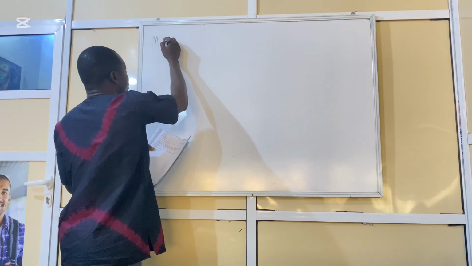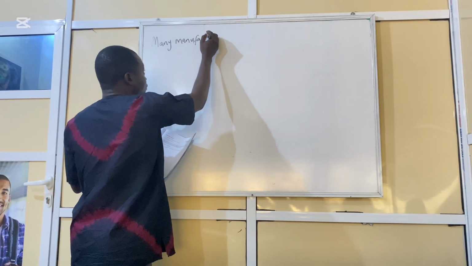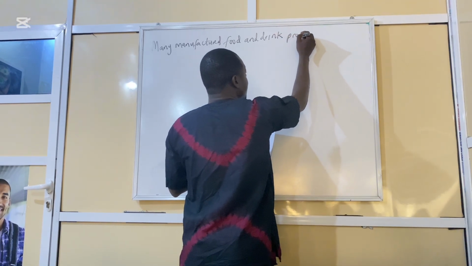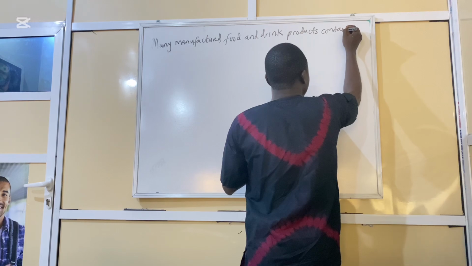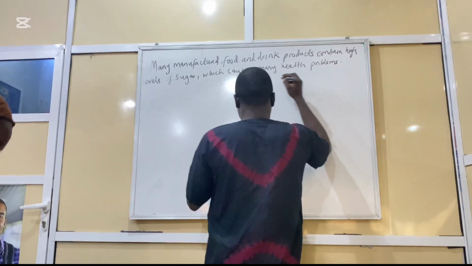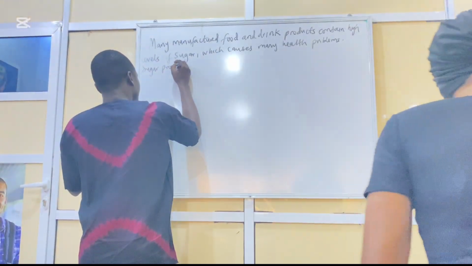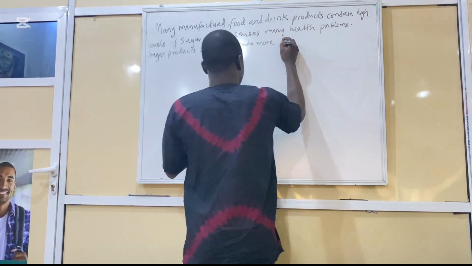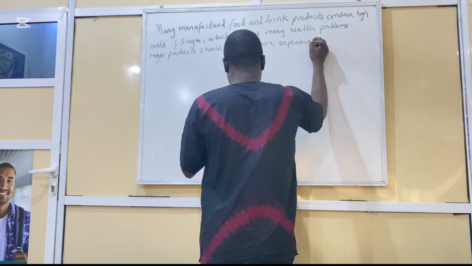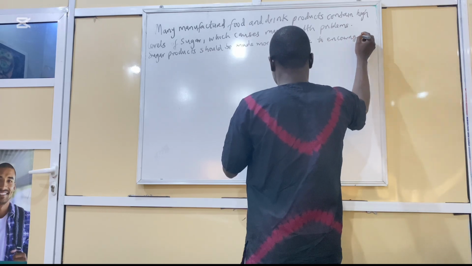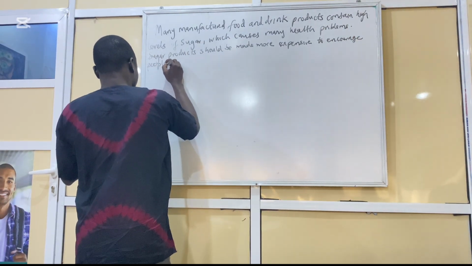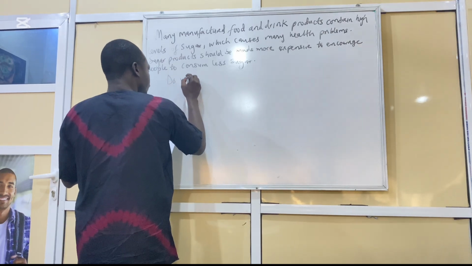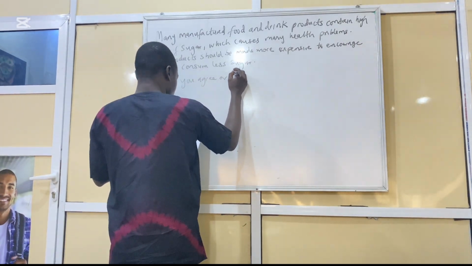So, many manufactured food and drink products contain sugary products should be made more expensive to encourage people to consume less sugar. Do you agree or disagree?